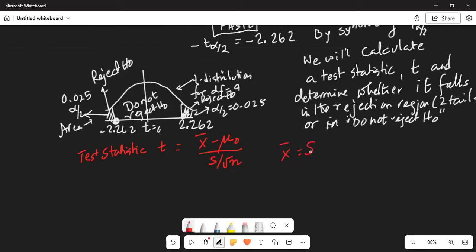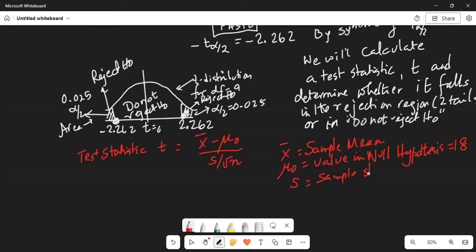X bar, as you know, is the sample mean. Mu 0 is the value in the null hypothesis, in our case 18. S is the sample standard deviation, which we will find out. Then n is sample size, which in our case is 10.